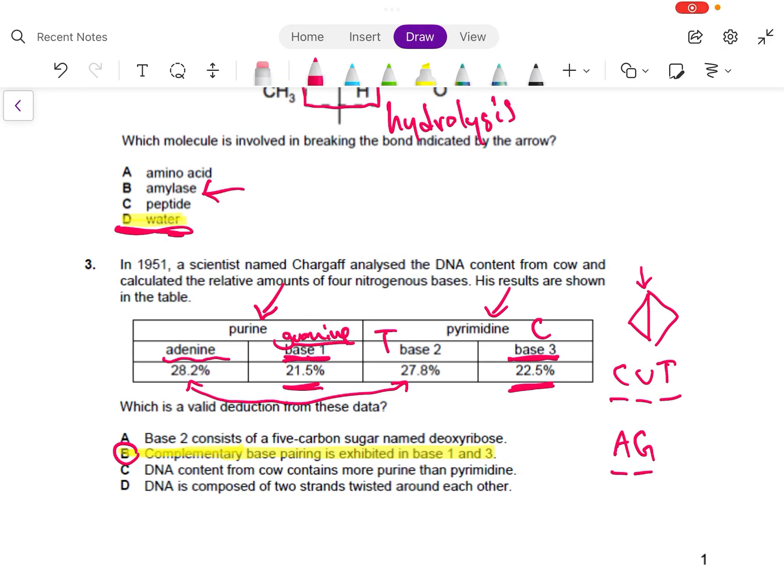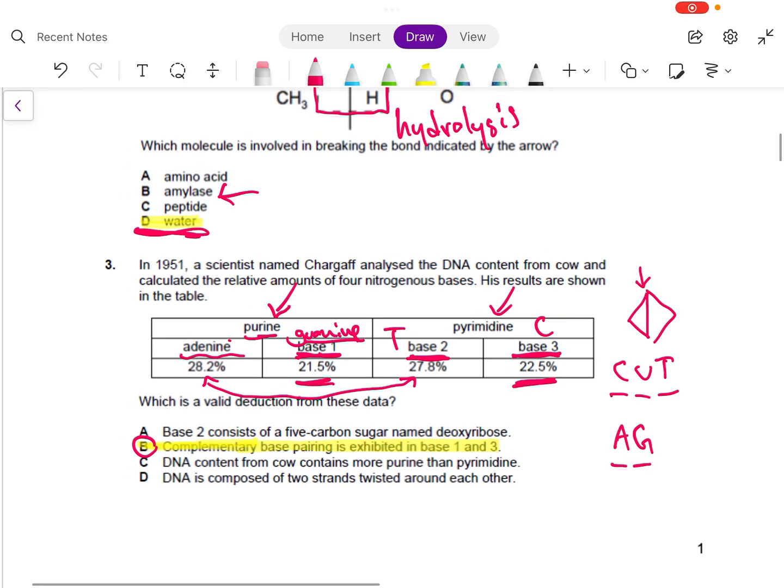But let's look at the rest. Base 2 over here consists of 5 carbon sugar named deoxyribose. Actually, all of the bases would have been attached to a 5 carbon sugar, so not just base 2. C, the DNA content from cow contains more purine than pyrimidine. Is this true? If you were to add up 28.2 and 21.5, actually it's very similar to 27.8 plus 22.5. So this is not true, because the percentage is almost the same.